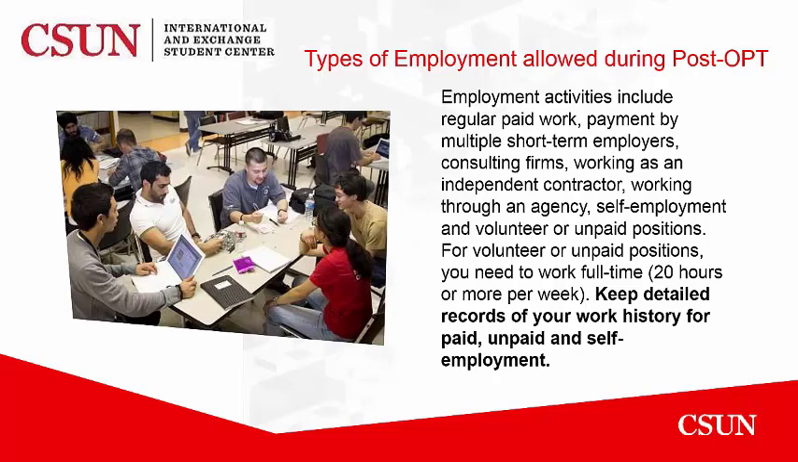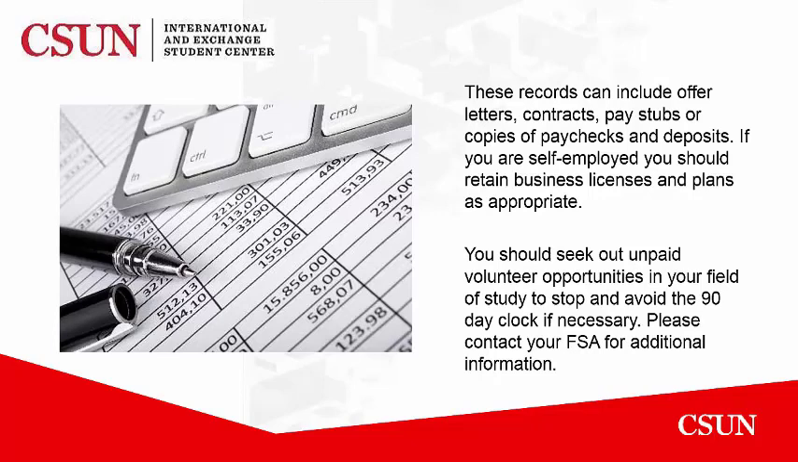Keep detailed records of your work history for paid, unpaid, and self-employment. These records can include offer letters, contracts, pay stubs, or copies of paychecks and deposits. If you are self-employed, you should retain business licenses and plans as appropriate. You should seek out unpaid volunteer opportunities in your field of study to stop and avoid the 90-day clock if necessary. Please contact your FSA for additional information.